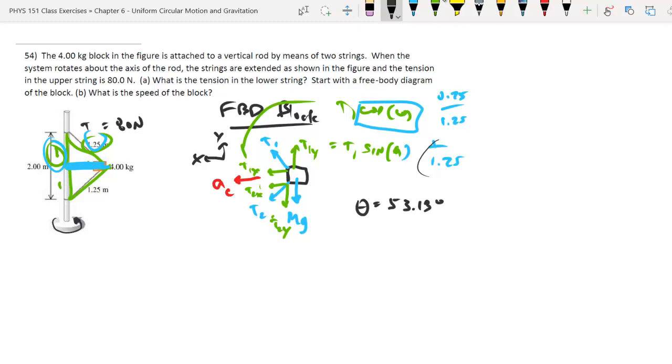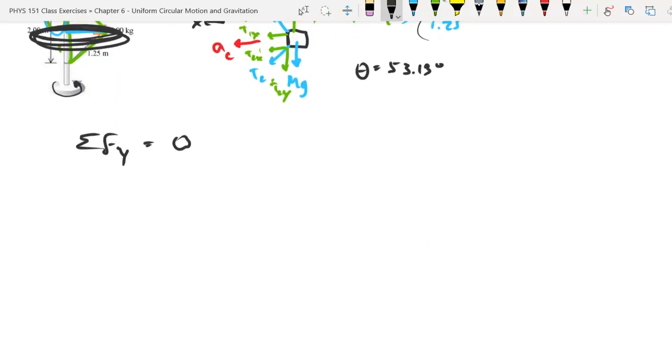Okay, so we'll break these up into components, and then I'll just leave it as T1x and T1y, etc. And once I had them broken into components, I can sum the forces in the y direction, just like we've done with all of our other ones. We know the acceleration in the y direction is 0 because it's just going to go around in a horizontal circle here, right? So the sum of forces in the y direction is equal to 0 because the acceleration in the y direction is 0.